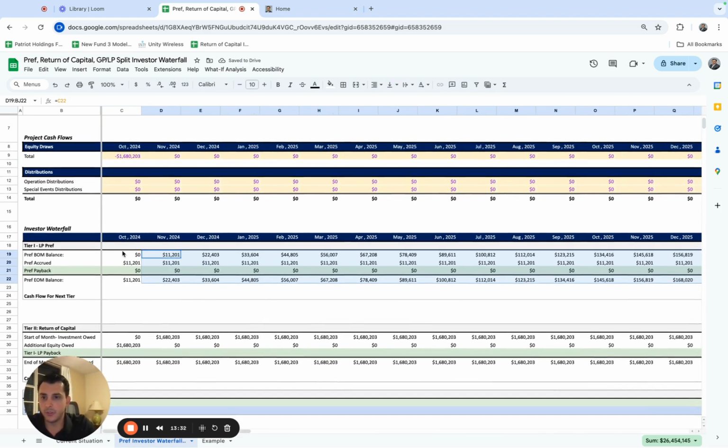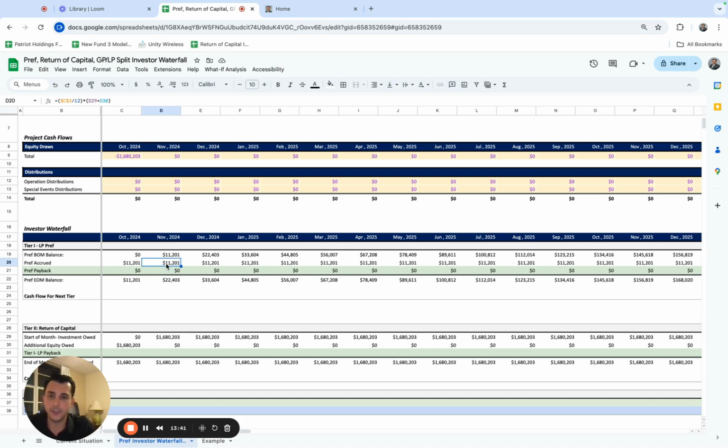Okay, so what are we looking at? Here's a balance and the pref keeps accruing. You can see the pref starts at 11,000 for November, accrues another 11,000. End of month balance for November, we owe 22 grand in pref. December, we start by owing 22 grand. We accrue another 11,000. Okay, so at the end of it, we owe 33,000.